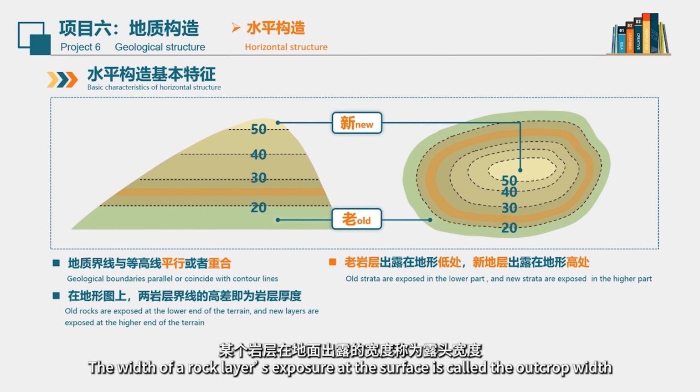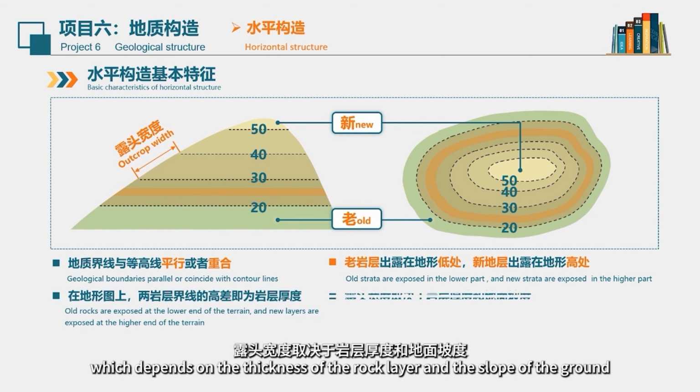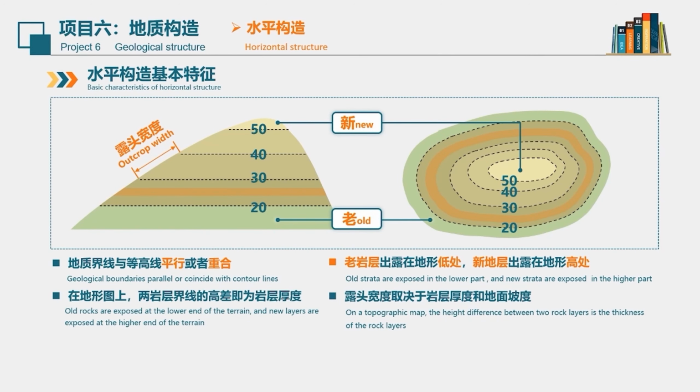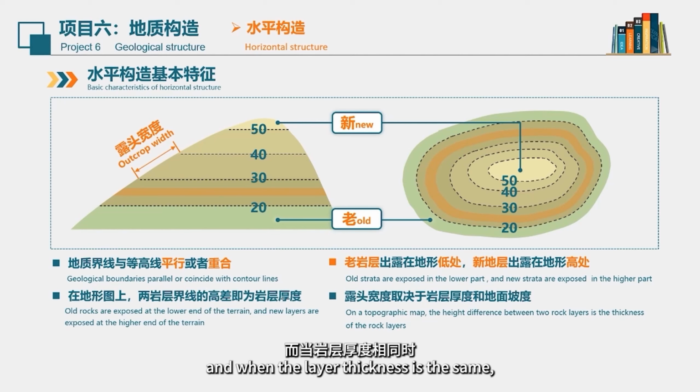The width of a rock layer's exposure at the surface is called the outcrop width, which depends on the thickness of the rock layer and the slope of the ground. The thicker the rock layer, the wider the outcrop. And when the layer thickness is the same, a gentler ground slope results in a wider outcrop.